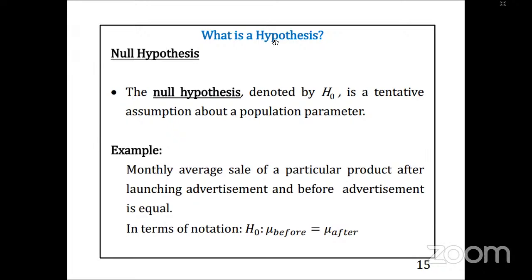So look at this, the null hypothesis. Because it is null, it is denoted by H suffix naught, H naught, and it is a tentative assumption about the population parameter. For example, here I have one particular situation: the monthly average sale of a particular product after launching the advertisement and before launching the advertisement, whether it is equal or not. So this might be our interest, whether the advertisement is really effective or not, that we want to test, but we will not set up the hypothesis that way.